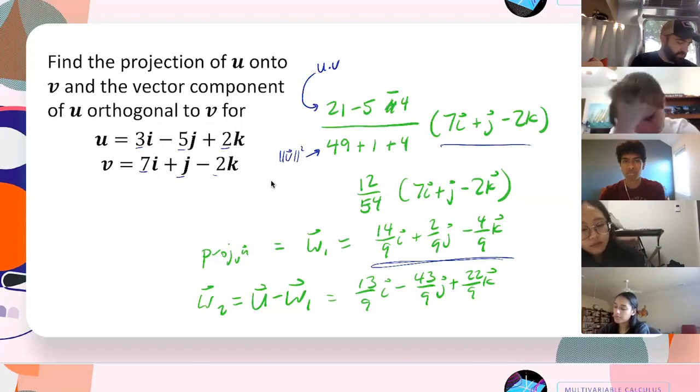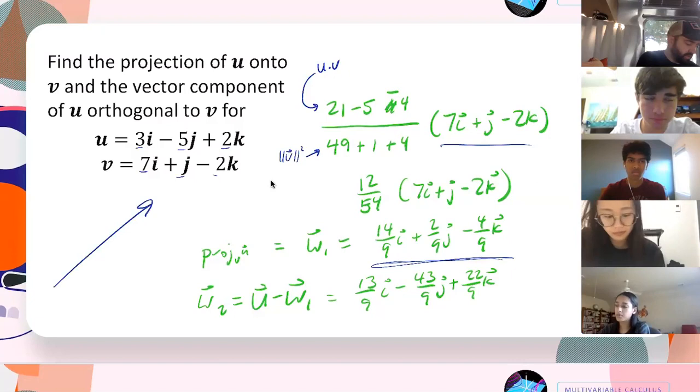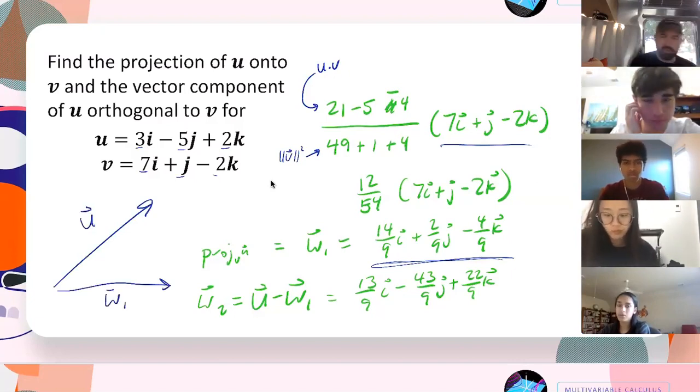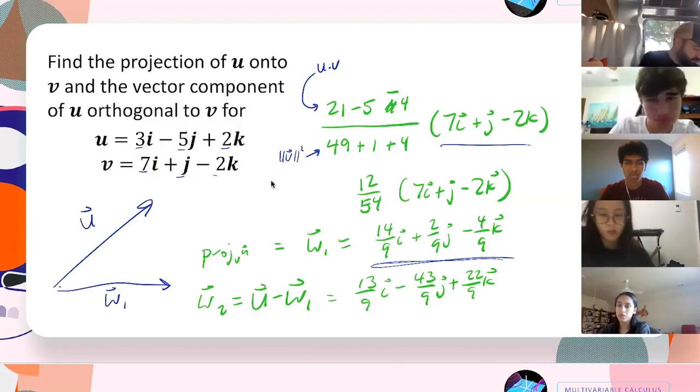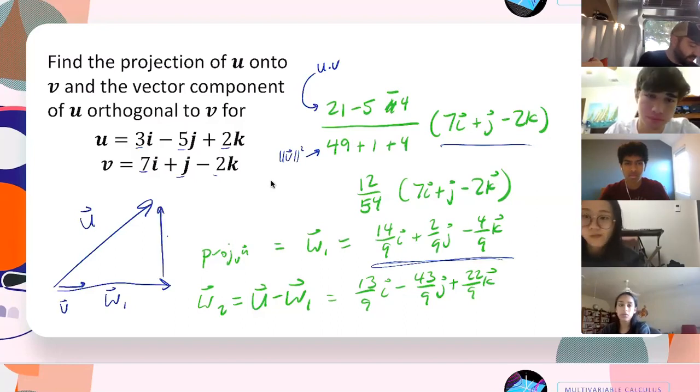And then if you subtract from u, you'll get the other piece. So we have u, we have v, and we have w1, which is the part parallel to v. v would be down here as well. In this case, I think v is actually longer. And then we get w2 by just subtracting, because w1 plus w2 equals u. It's like head to tail already there.